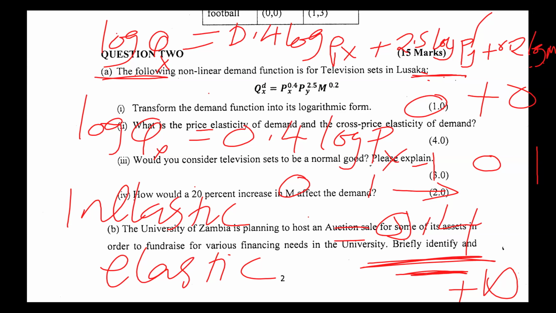Okay, so that's it. For that reason, whenever you get an answer between 0 and 1, but not equal to 0 and not equal to 1, it is inelastic. When you get the answer equal to 1, that is unitary elastic. If the answer is greater than 1, that is elastic. If the answer is positive infinity, that is perfectly elastic. And if the answer is equal to 0, that is perfectly inelastic.